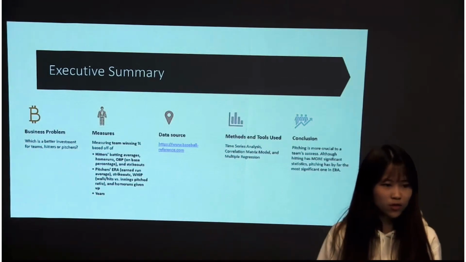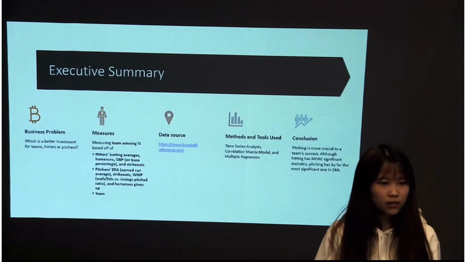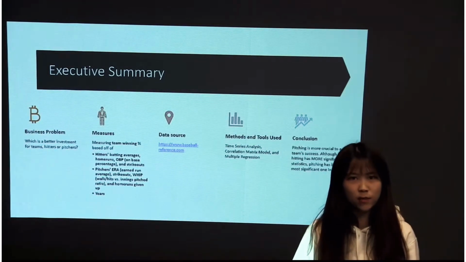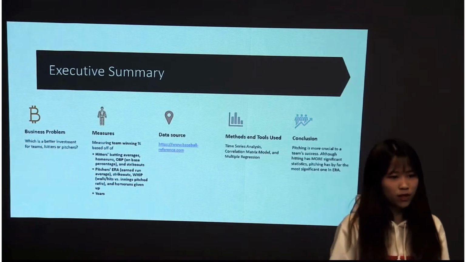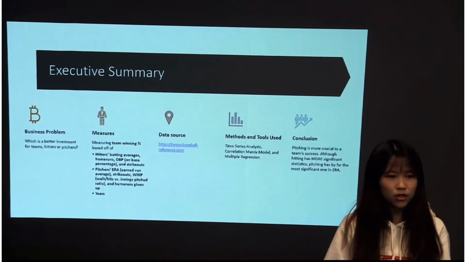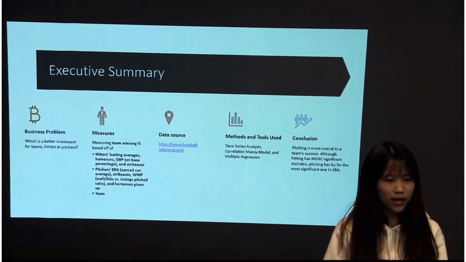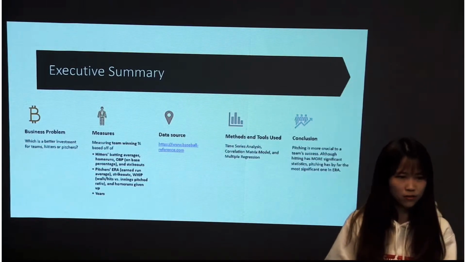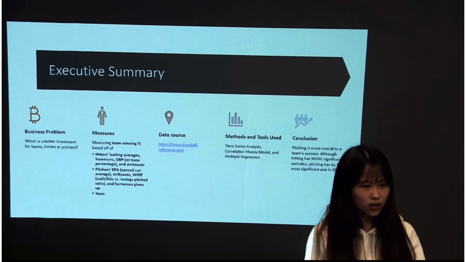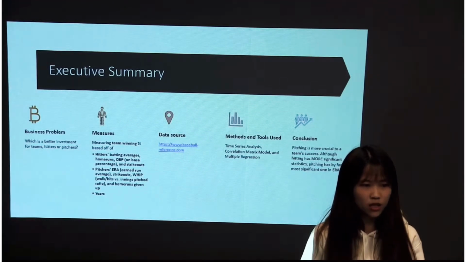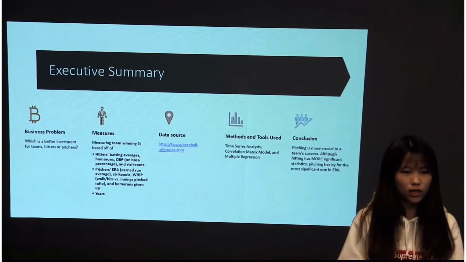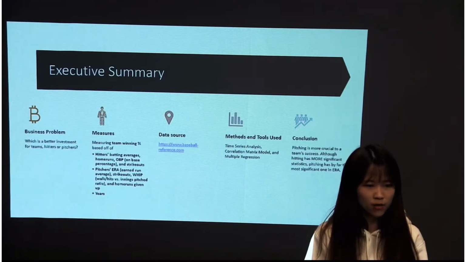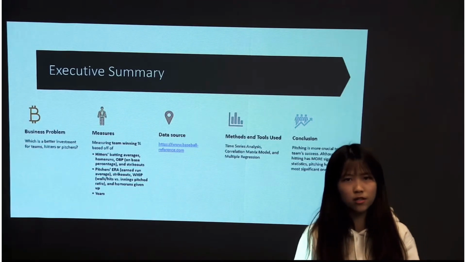Then we are moving on to our measures. We are measuring our team winning percentage first off, like 3 parts. The first part is about hitters. We are using variables like hitters' batting average, home runs, OBP, and strikeouts. And then we will consider the pitchers. We will consider pitchers' ERA, strikeouts, WHIP, which is walks plus hits per inning pitched ratio, and home runs given up. And the third part is the years.